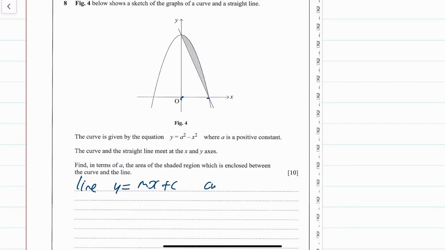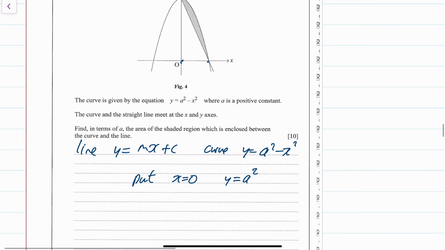And the curve is y is equal to a squared minus x squared. Well, the curve meets the y-axis whenever you put x equal to 0. So if you put x equal to 0, that'll give you this point. So we'll put that into the curve. So that means y just equals a squared.